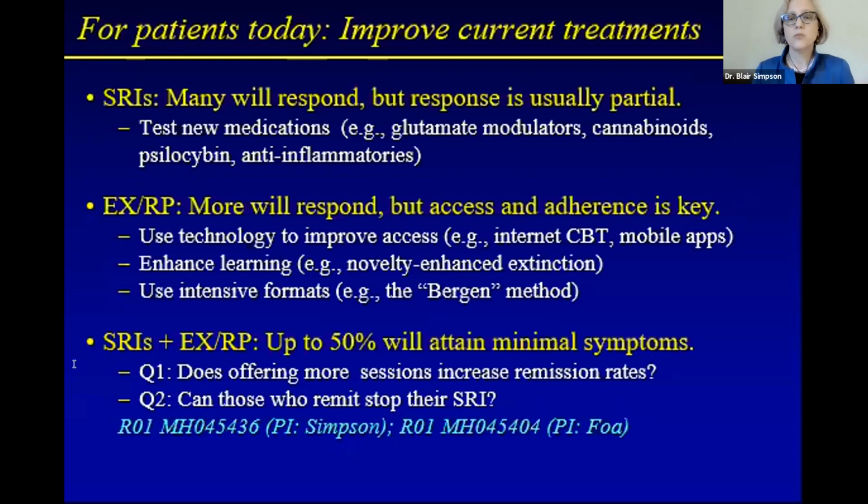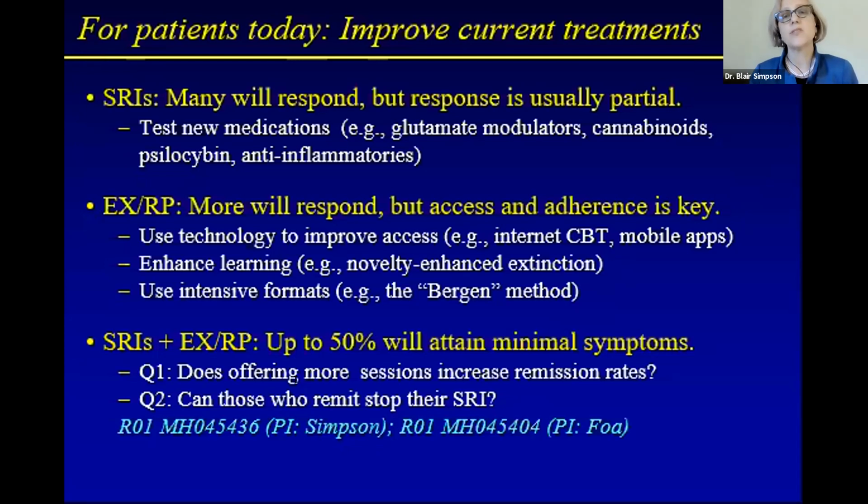And finally, when you put these first-line medications and this first-line psychotherapy together, when it's SRIs plus EXRP, the data show that you can get up to 50% of people to have minimal symptoms at the end of treatment. That's pretty remarkable. And as soon as that happens, the very next thing my patients ask me is, can I come off my medication? And that's the 4th study that I don't have time to show you, but the results are just coming out.